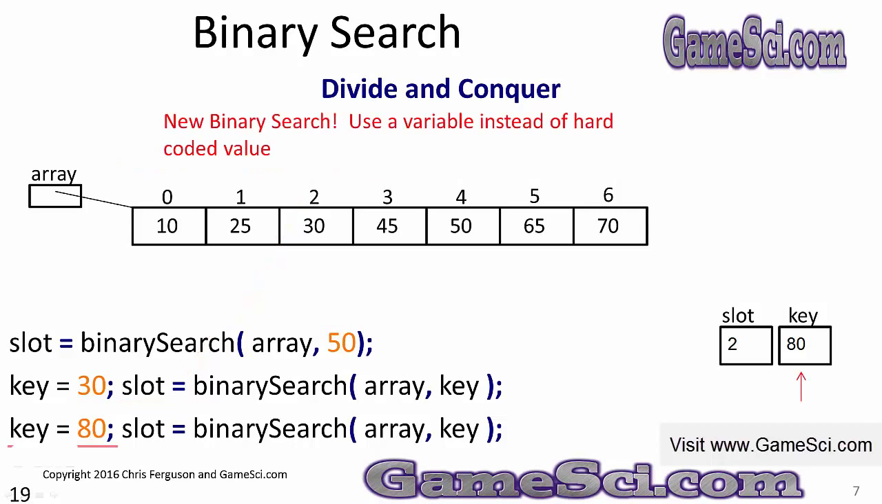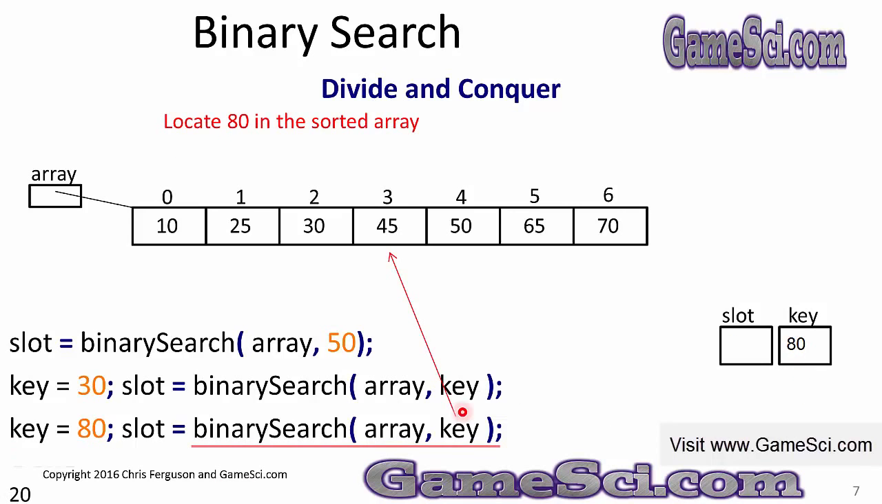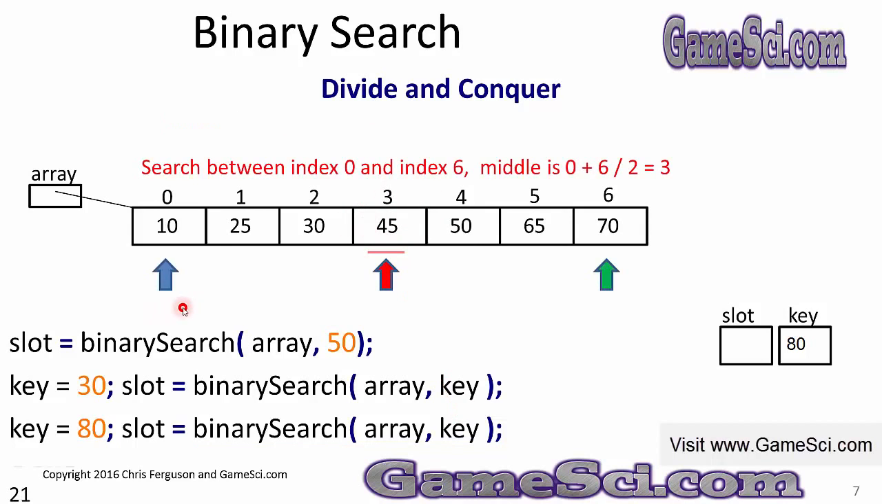Let's do something different. Let's use a variable to search, but this time let's search for something that isn't in the array. So set key equal to 80. So our target, or our search value, is 80. Execute our binary search and look for 80 starting in the middle and comparing 80 to 45. Our search range is from the beginning of the array, that's the blue arrow, to the end of the array, that's the green arrow. Search between those two slots of the array by calculating the middle. 0 plus 6 divided by 2 is 3. Calculating the middle of our search range, look at index 3.